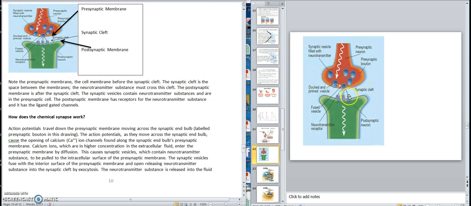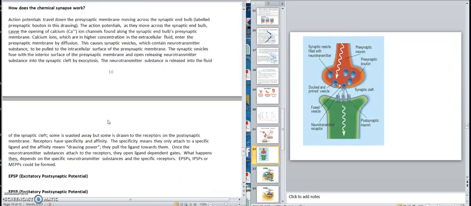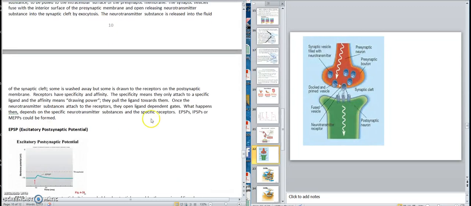When the chemical attaches to the receptor, then it will open up ligand-gated channels. Okay, this particular neurotransmitter substance. We're going further. Now, when you do that, what are we going to cause? Well, what happens then depends on the specific neurotransmitter substance and the specific receptors. EPSPs, IPSPs, or MEPPs could be formed.